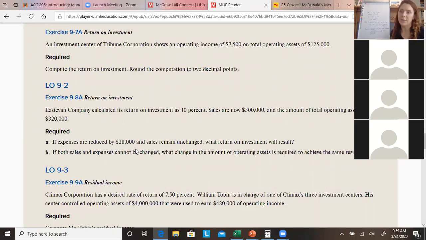So basically I'm doing the same thing. I'm just using algebra to sort of manipulate how we get it done, but it's the same process. It's just your income over your assets. I just had to use algebra to figure out what my new income number was.